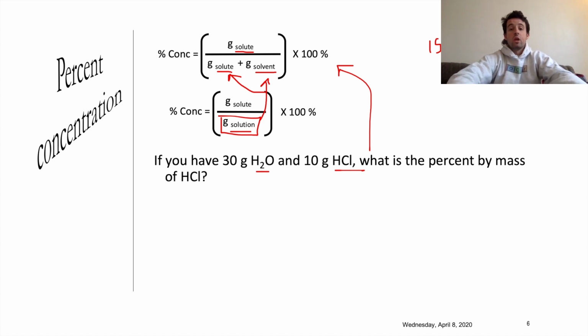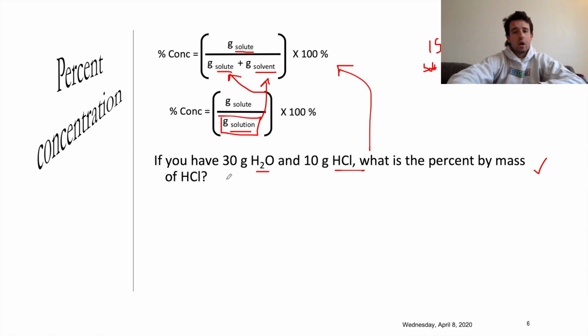Here's a question right here. Let's go over it together. It says, if you have 30 grams of H2O and 10 grams of HCl, what is the percent by mass of HCl? So why don't you guys take a moment and try this problem out on your own. See how you do. Ready, set, go. Great, so hopefully you took some time. Hopefully you've got this problem solved.